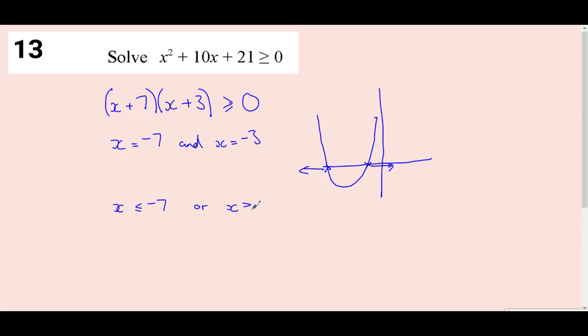equal to -3. You get 1 mark probably for correct factorizing, 2nd mark for working out the critical points, and then the 3rd mark will probably come from writing the correct inequalities.